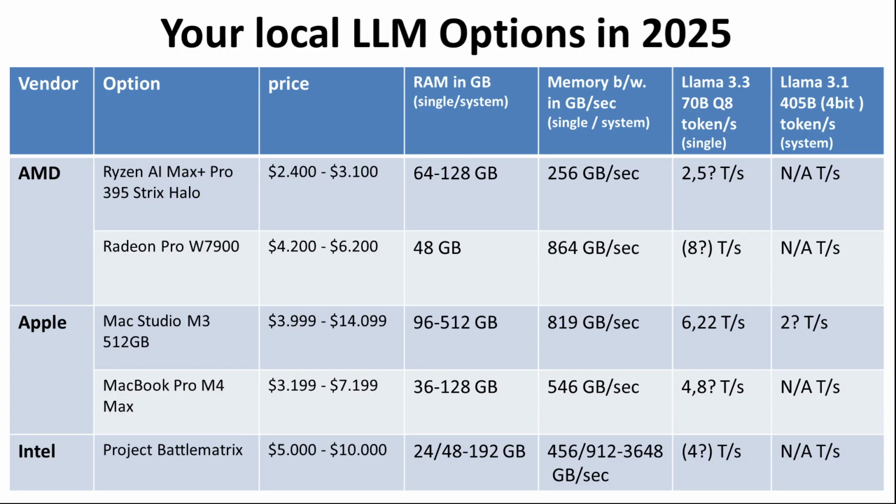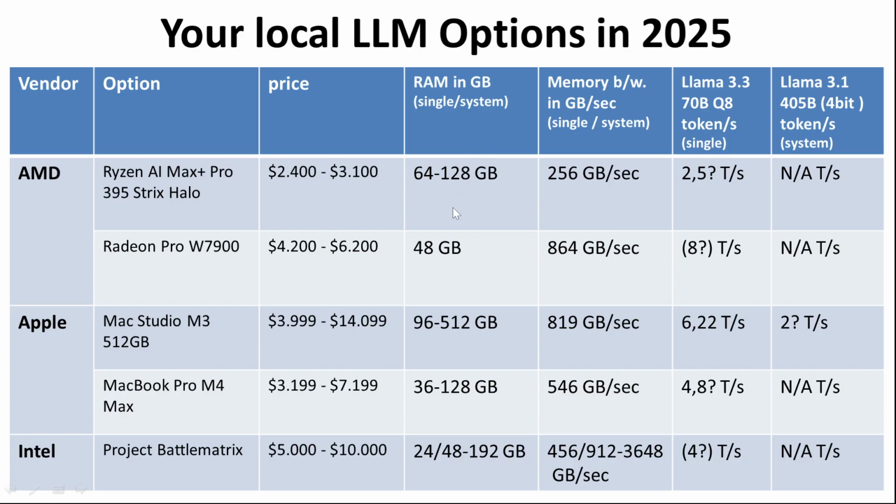Here's the promised overview for the local LLM options in 2025. This is the first slide, and I'll have an Nvidia slide coming up next. Now, as you can see, I've sorted this alphabetically: AMD, Apple, Intel, Nvidia. AMD in my video has two offerings, the Strix Halo and the Radeon Pro W7900. I have included the price point for you.